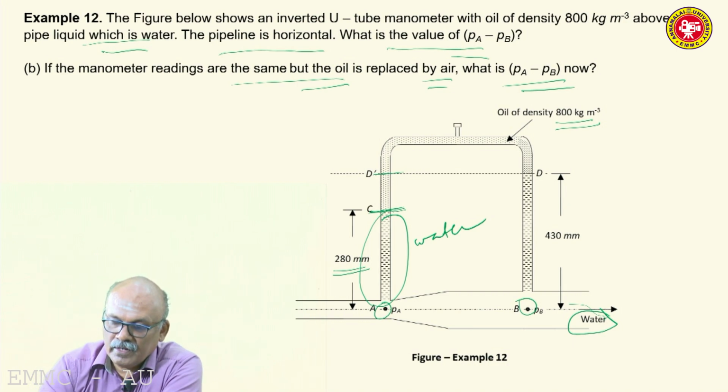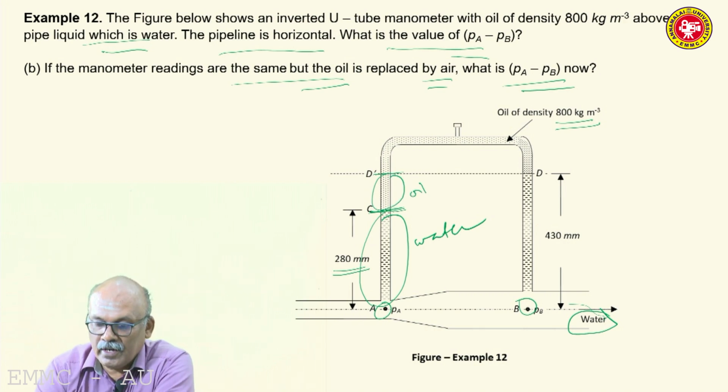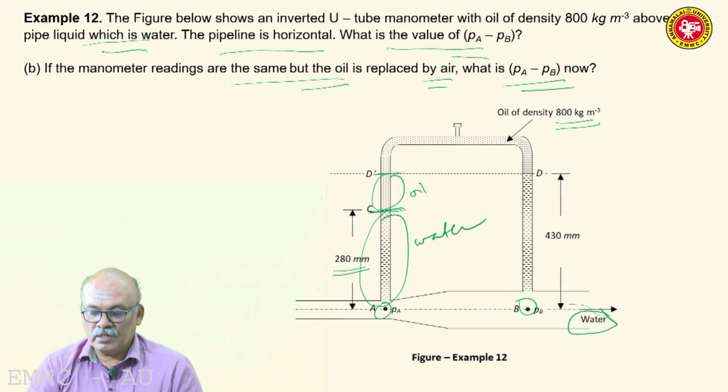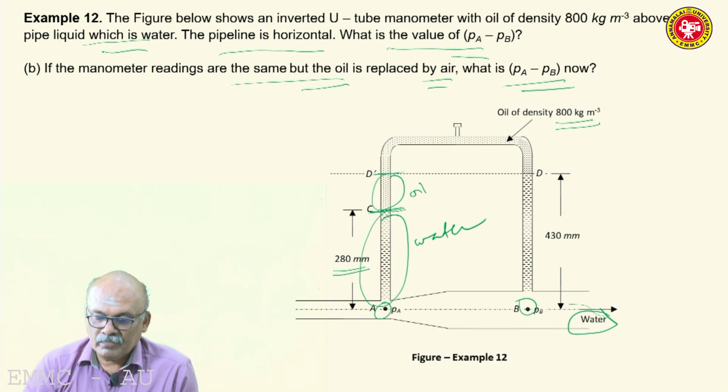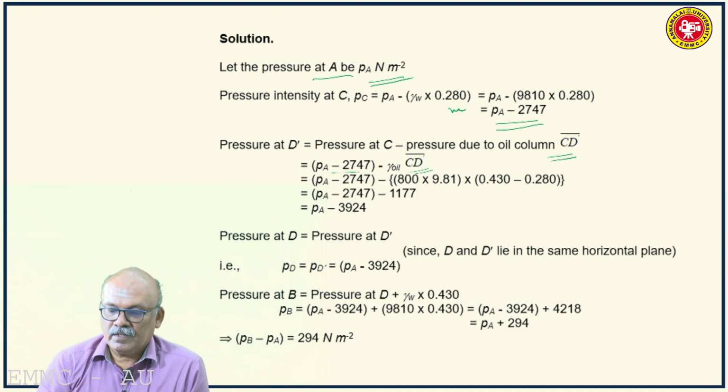So D dash, what is D dash? C to D dash, what is it you have? This is oil. The column C D dash is oil. We are expressing pressures as intensity, that is Newton per meter square. So pressure at D dash is equal to pressure at C minus pressure due to oil column C D dash. So pressure at C is Pa minus 2747 minus gamma oil into the column C D dash.